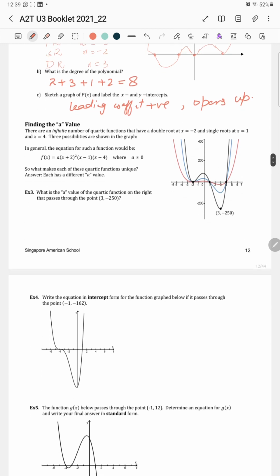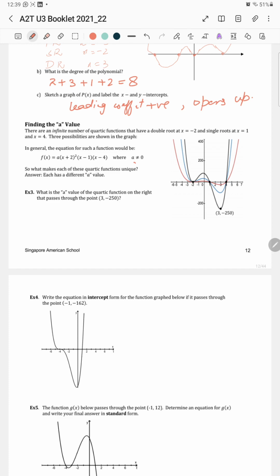Finding a value. There are an infinite number of quartic functions that have a double root at x is equal to -2 and single roots at x is equal to 1 and x is equal to 4. Three possibilities are shown. In general, the equation for such a function would be f of x is equal to a(x + 2) whole squared (x - 1)(x - 4), where a is not equal to 0.